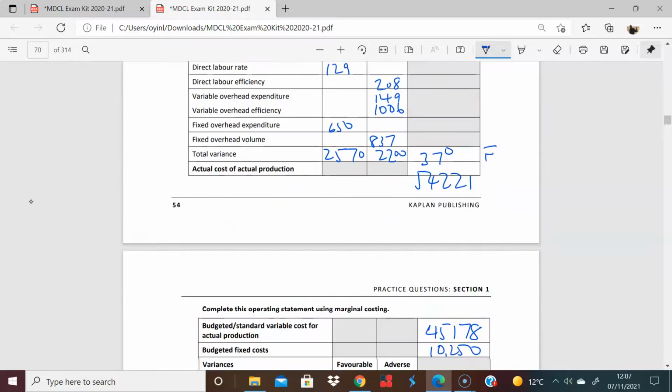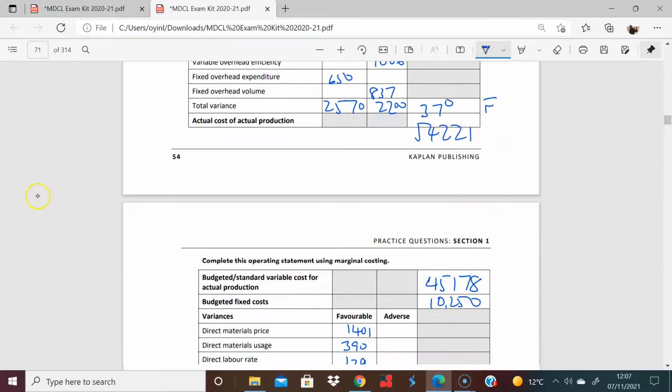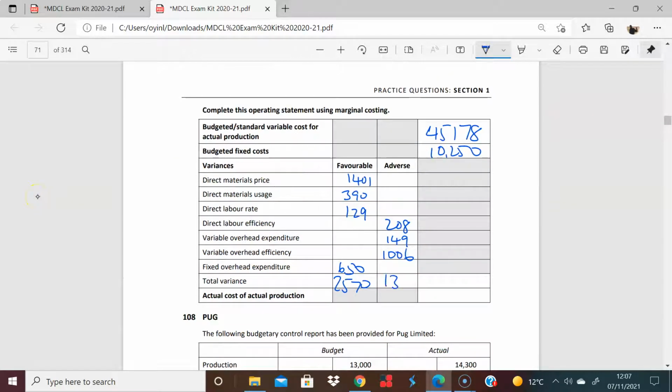So you have 2200 minus 837, which is 1363. So you have a cost of 1363. Yes, that's what you have here, isn't it? Let's just add that again to be sure: 208 plus 149 plus 1006 is 1363. Perfect. And so you have a favorable variance of 2570 minus 1363, which is 1207.